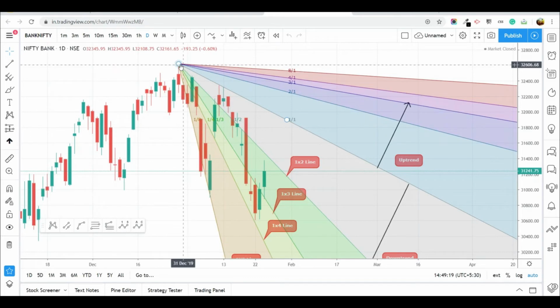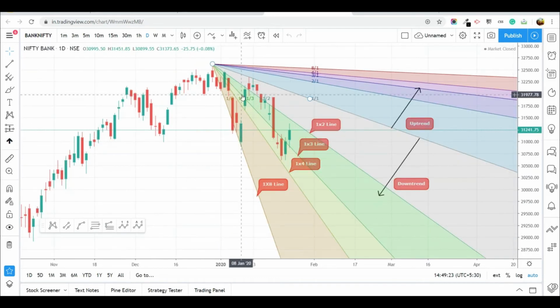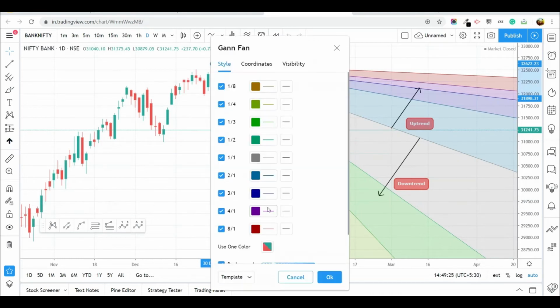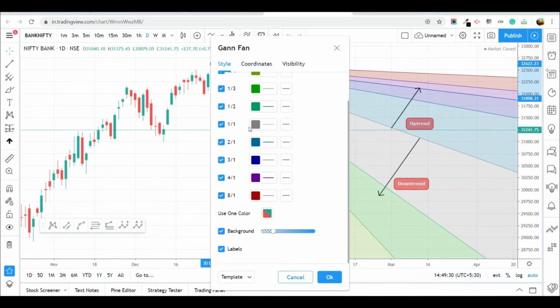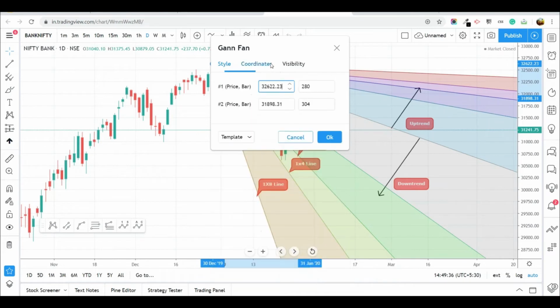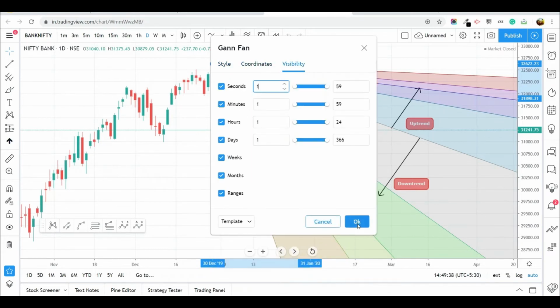So this is a significant pivot point. It is the all-time high. That's a pivot point, right? And if you right click on it and click on settings, you will get whatever you want to see, whatever you don't want to see. Many people just use the one by one. And you can also see the levels, background color, everything you can modify.